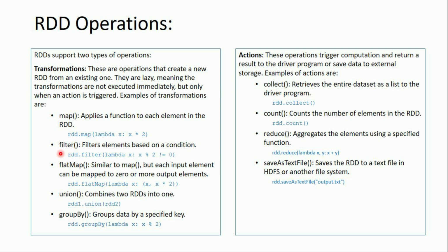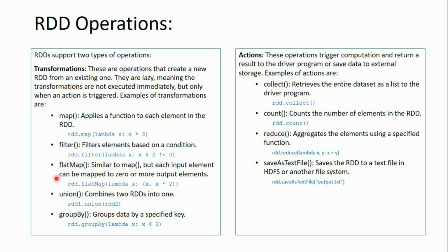The filter transformation filters elements based on a condition. For example, we can filter out all even numbers from an RDD. This will return a new RDD containing only the odd numbers.